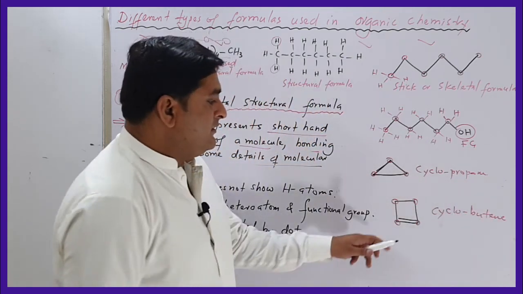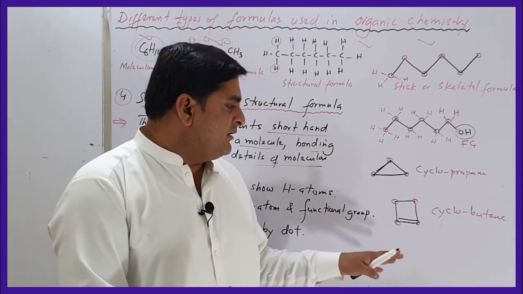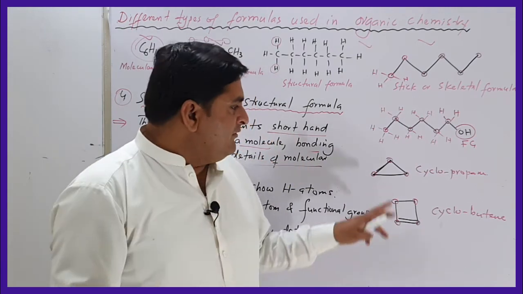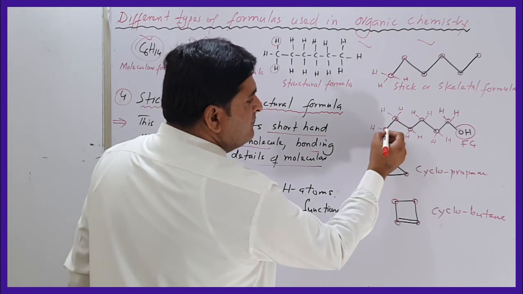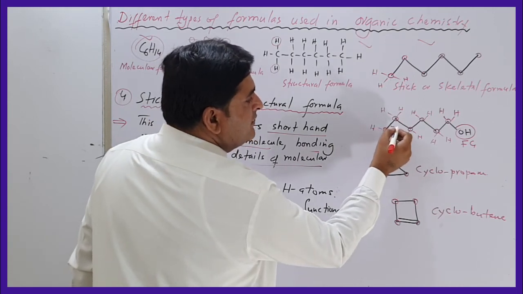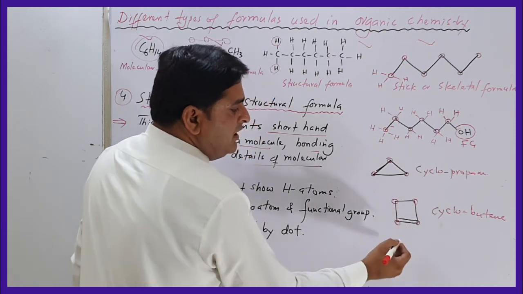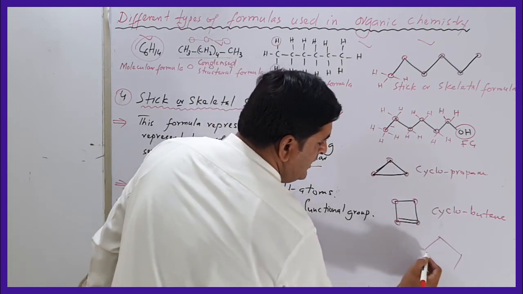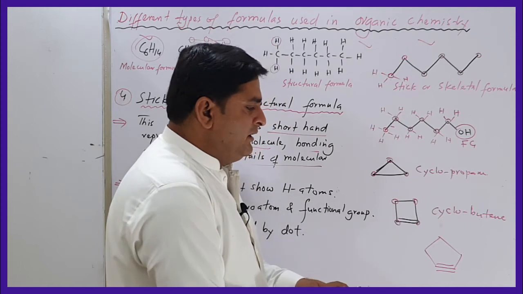Another interesting thing is that this formula shows the presence of double bonds and triple bonds. For a double bond we draw 2 lines, for a triple bond we draw 3 lines. For a single bond there is a single line. So this point represents carbon, while this is a single bond. If there is a double bond, we draw two lines. If there is a triple bond, say if we have cyclopentyne, we draw three lines. So this is cyclopentyne.